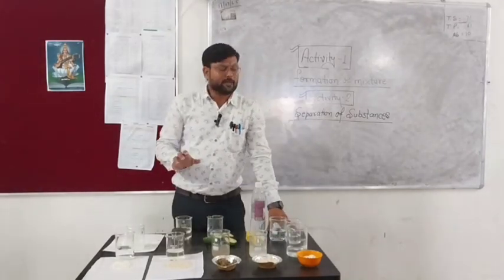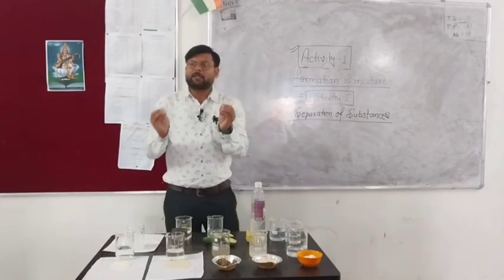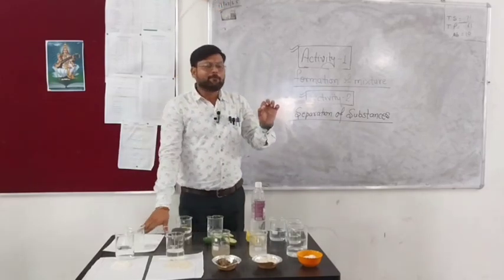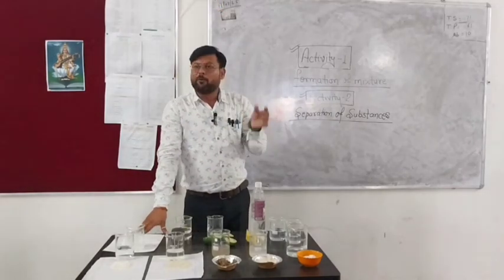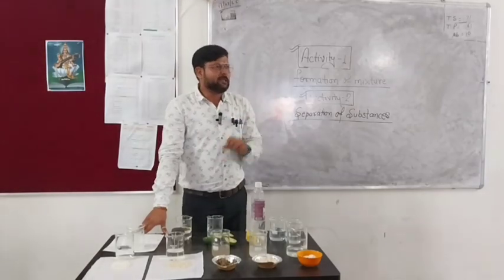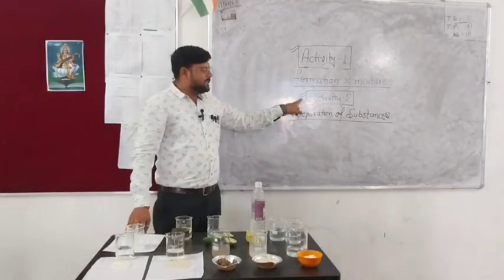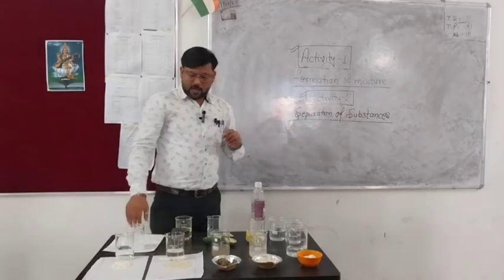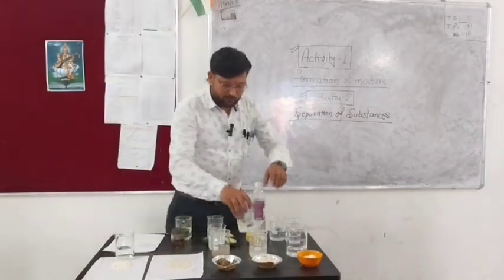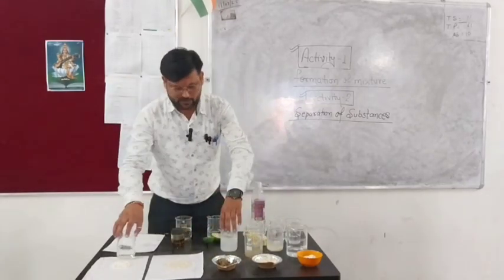What types of mixture are there? Beta, initially we study that when we add two different components, if they dissolve easily, they generally form a homogeneous mixture. If they can't dissolve, they form a heterogeneous mixture. Now beta, activity number two, separation of substances. How do you separate two different substances? Now we do another activity.